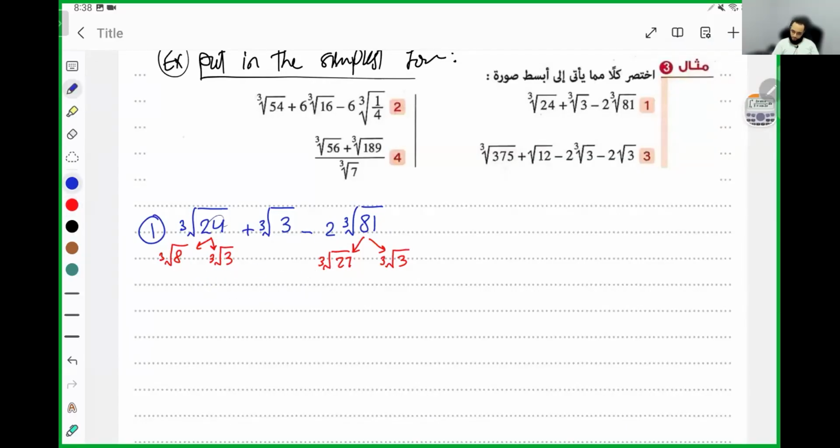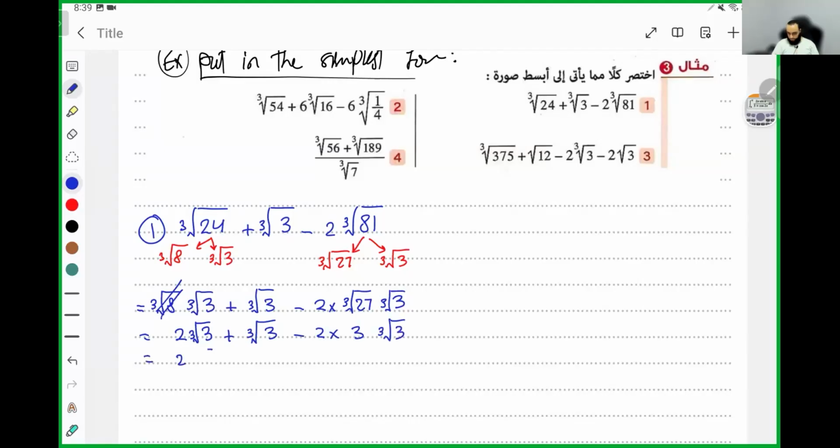Okay? Then it's going to be cubic root 8 cubic root 3 plus cubic root 3 minus 2 times cubic root 27 cubic root 3. You know this is 2, and this is the same. And this is 2 and this is 3. This is the same. 6 cubic root 3. 2 plus 1, 3. 3 minus 6, negative 3 cubic root 3.